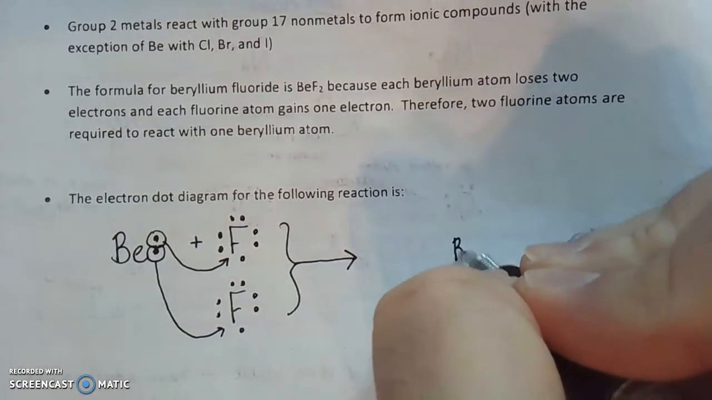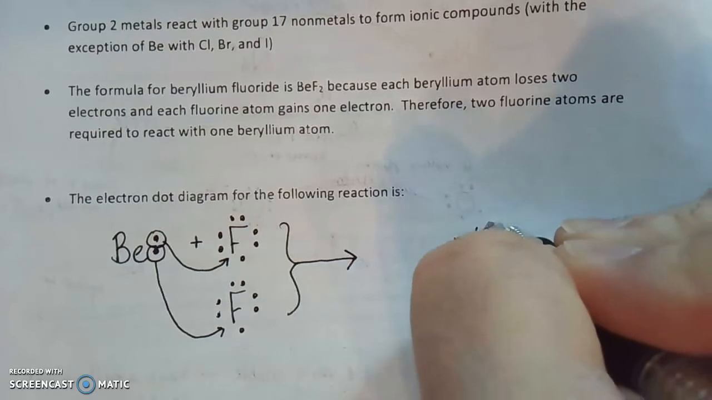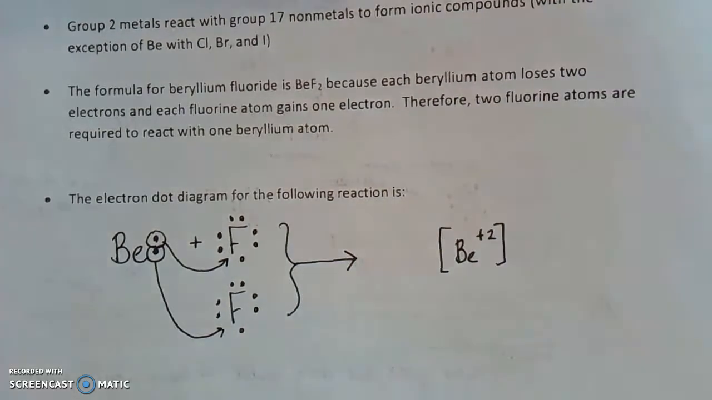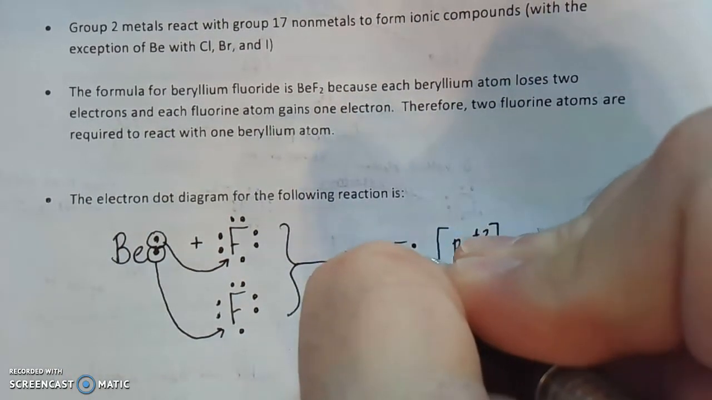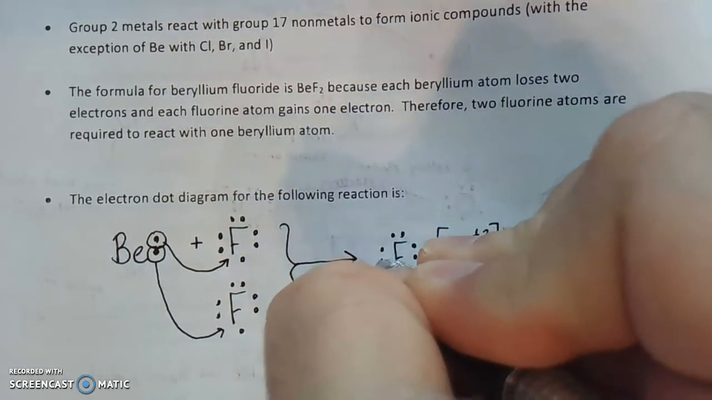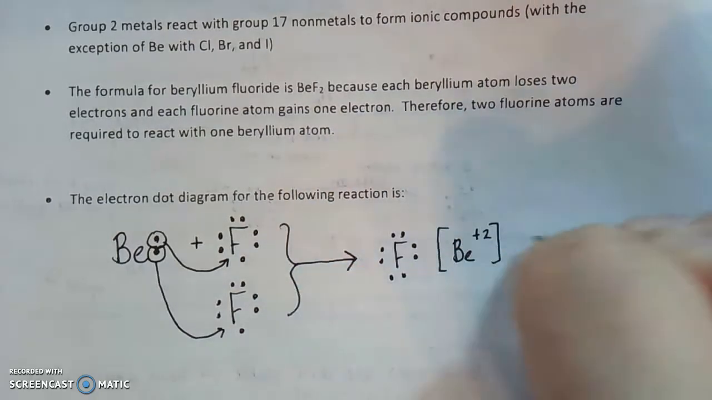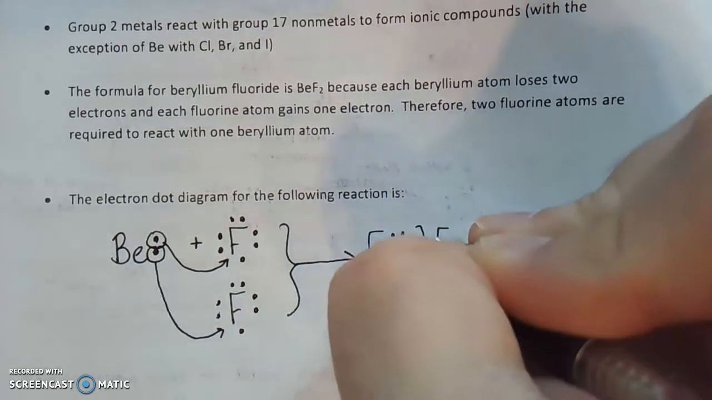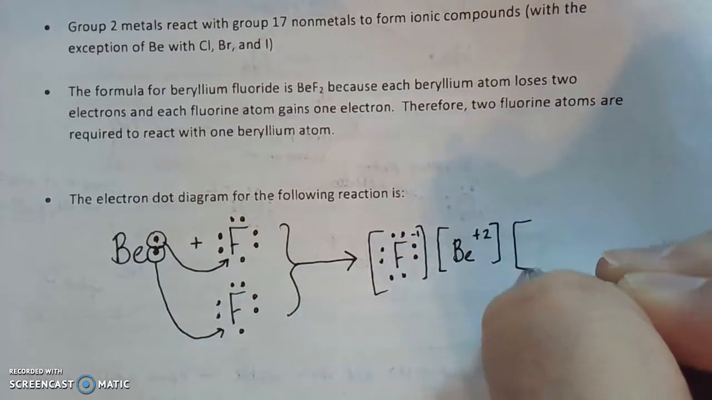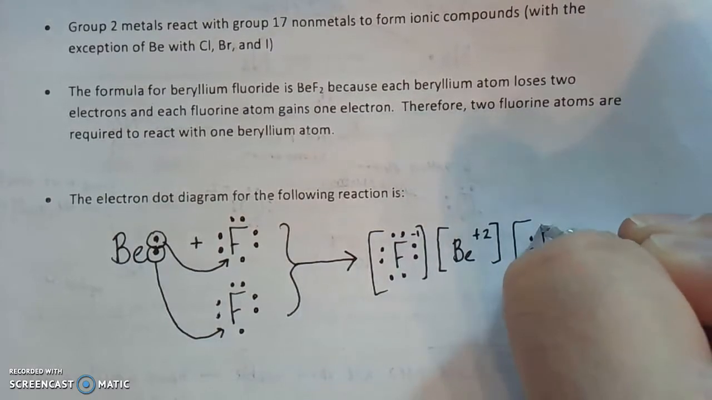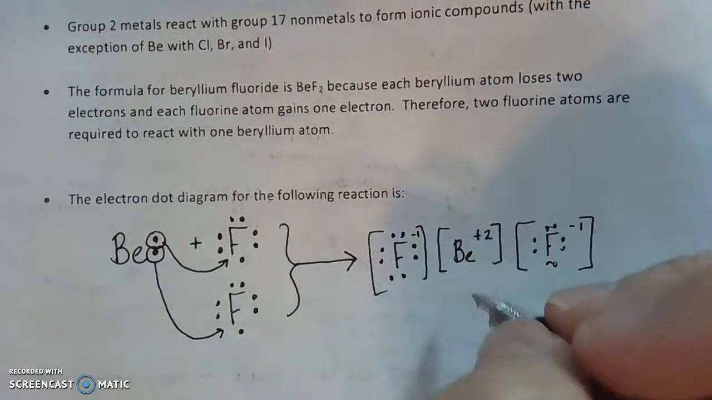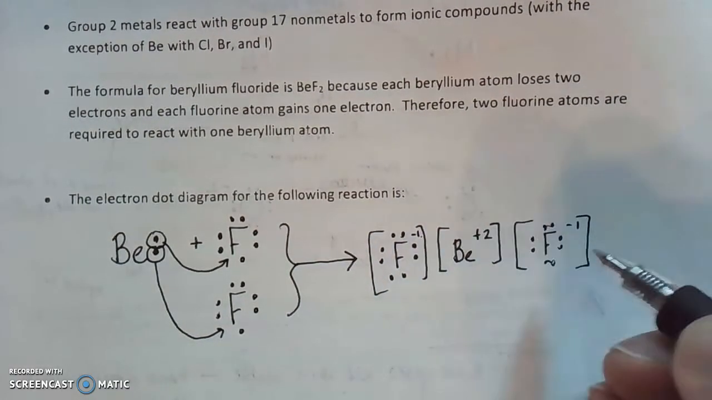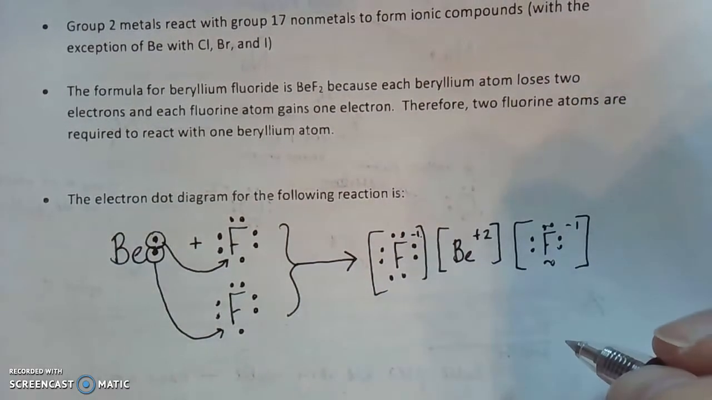We're going to put beryllium in the middle, and beryllium does not have any more dots, so it doesn't have any around it, and it's going to be +2 since it lost 2 electrons. Each fluorine I'm going to put on either side. Doesn't matter if it's top or bottom. And it's going to be -1, because each fluorine gained 1. So the charge is -1 + 2 -1 is 0.